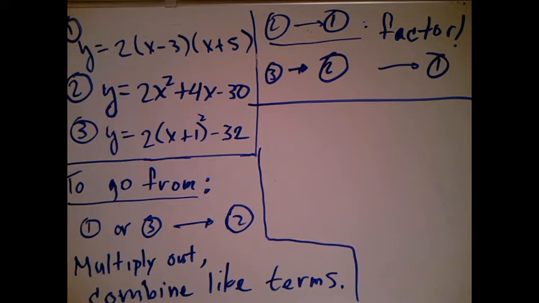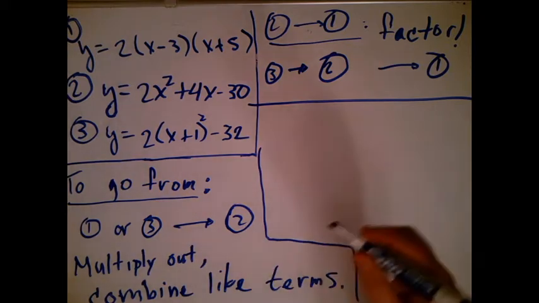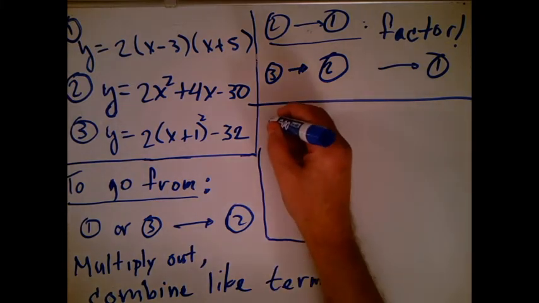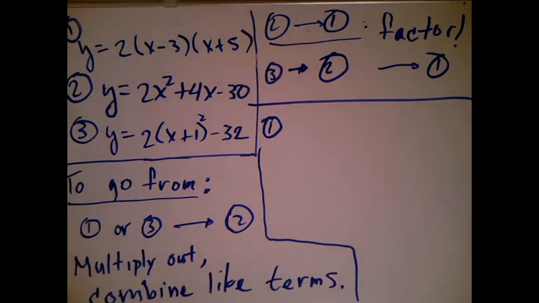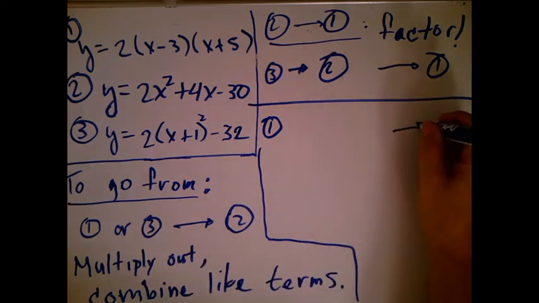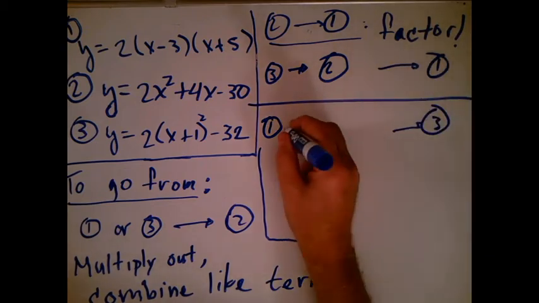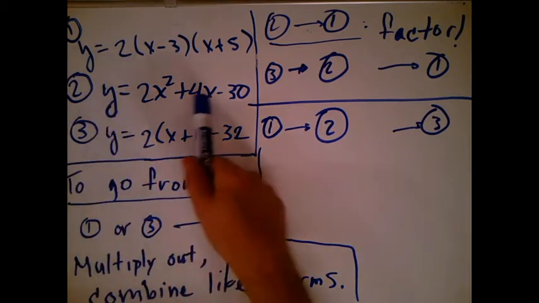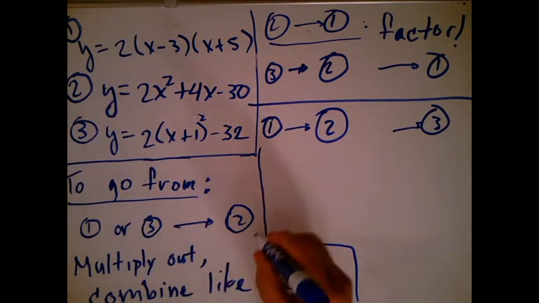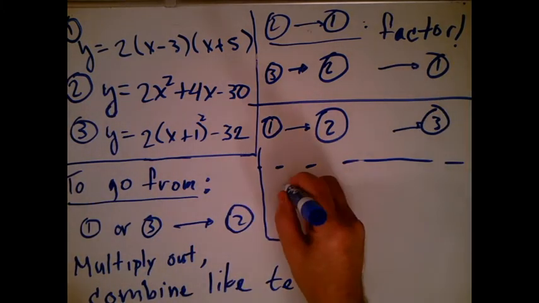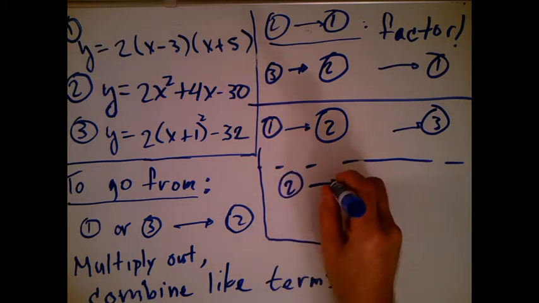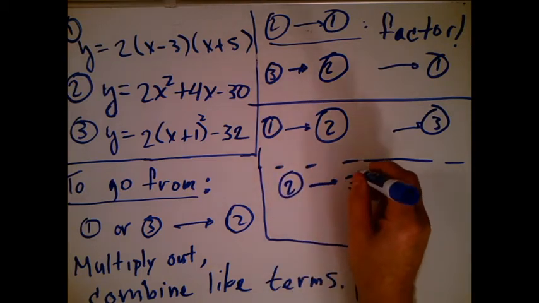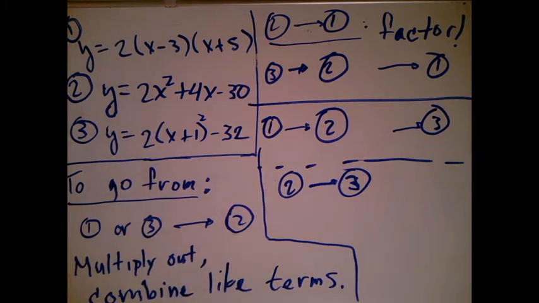What if we want to turn something into 3? Yes, into 3. So if I want to turn 1 into 3, I'm going to have to complete the square, and that just looks hideous starting at 1, so I'm not going to go straight to 3. What I'm going to do is multiply everything out first, get the standard form, and then complete the square from that. If I want to go from 2 to 3, as we've seen, we just need to complete the square again.